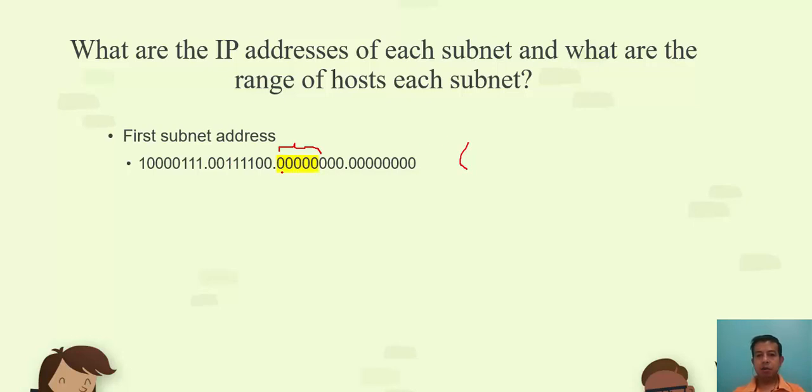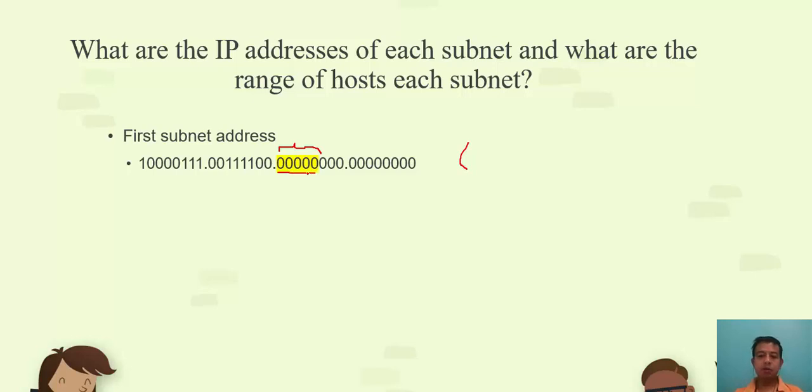For these 5 bits, the starting will be where all these are zeros. Then it will start incrementing, like next will be 1, then 2, 3, 4, like that. So the initial one will be all zeros. Now this all zero subnet was not initially allowed to be used, but these days routers allow you to use this subnet. This is known as the zeroth subnet.